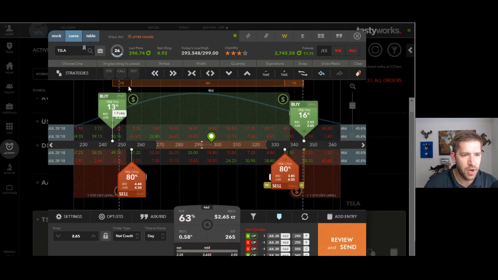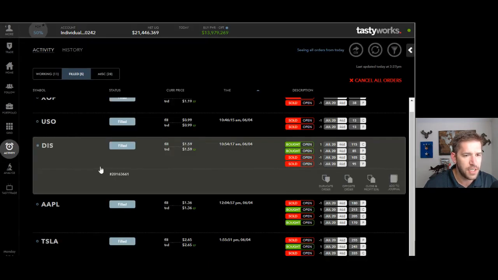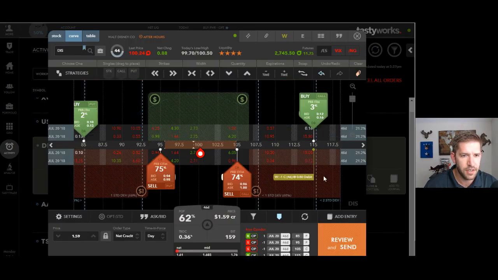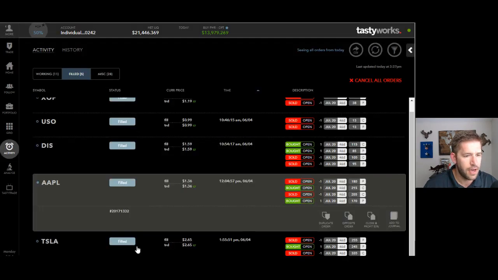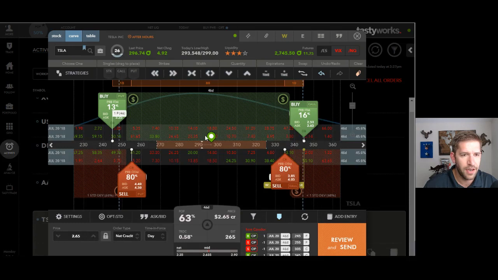I'm doing $10 wide on each side, but if you remember the Disney trade, let's just go back and look at the characteristics of Disney. So Disney here was $10 between the shorts and $10 between the longs. So very symmetrical. Let's look now at this Tesla trade. This is $80 between the short strikes and $10 on each side.